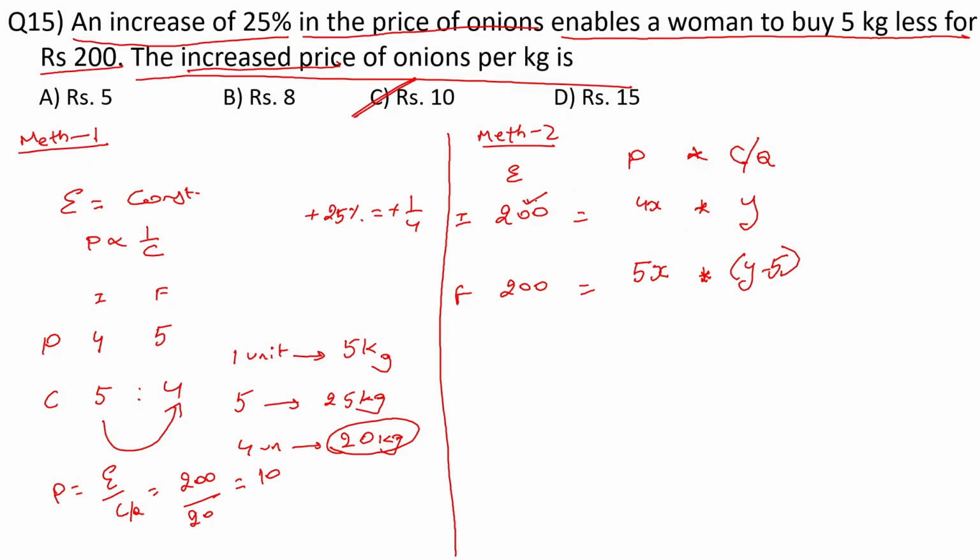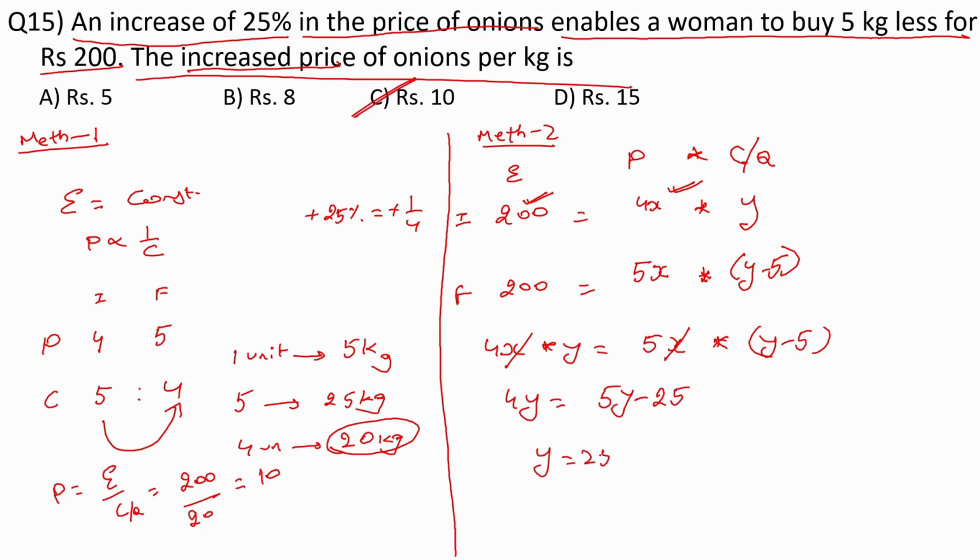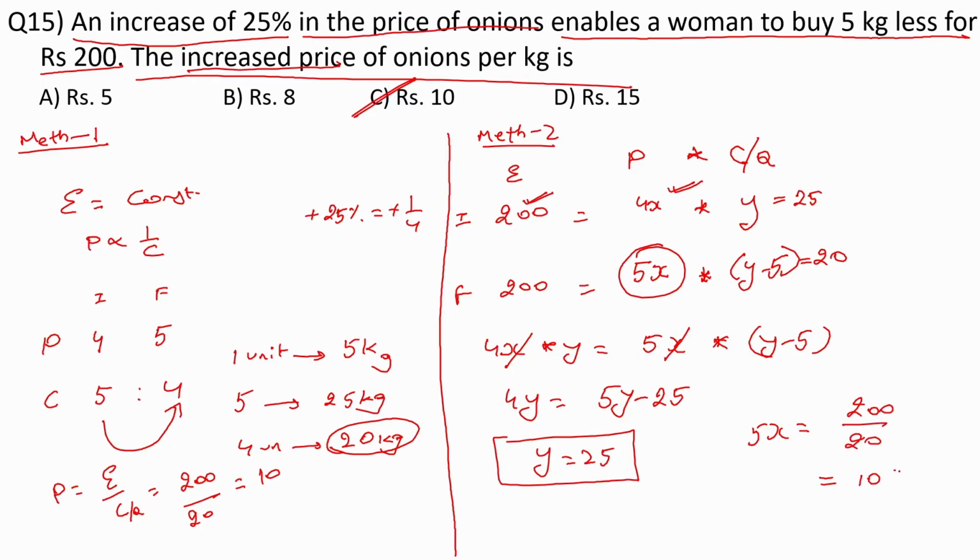As LHS are equal, I am going to equate the RHS. So 4x into y equals to 5x into y minus 5. X gets cancelled on either sides. So 4y is equals to 5y minus 25. So the value of y is 25 and value of y minus 5 is 20. So I was asked to find the value of 5x. So the value of 5x is equals to 200 upon 20, that is equals to 10 rupees per kg. That is option C.